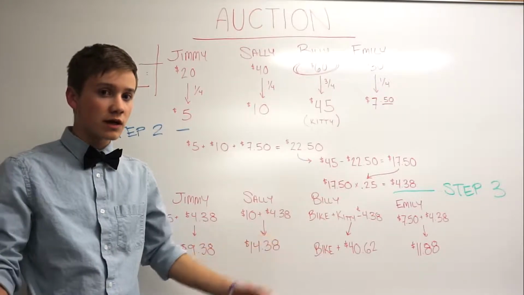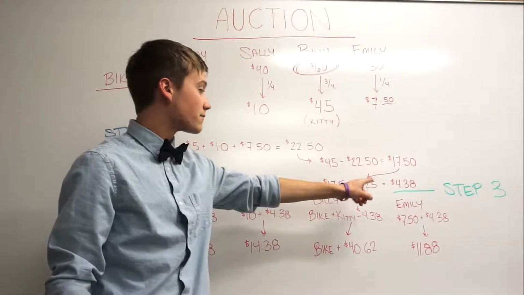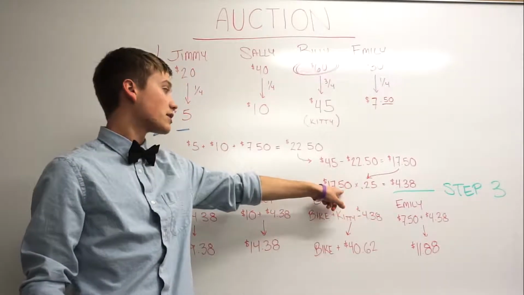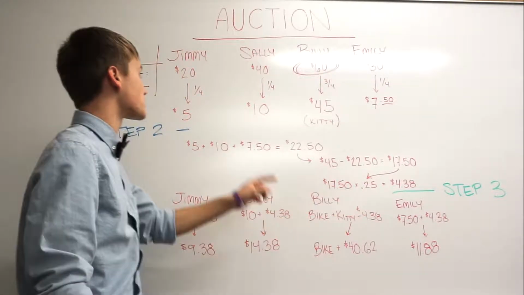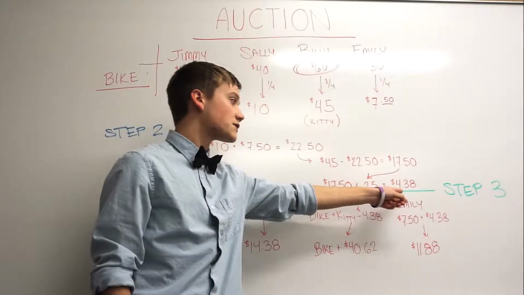So what do you do with that, you may ask? I'm glad you keep asking, audience. So what you do is you take 1/4 of a fraction out of that $17.50, because there are 4 different bidders. So you get a total of $4.38.